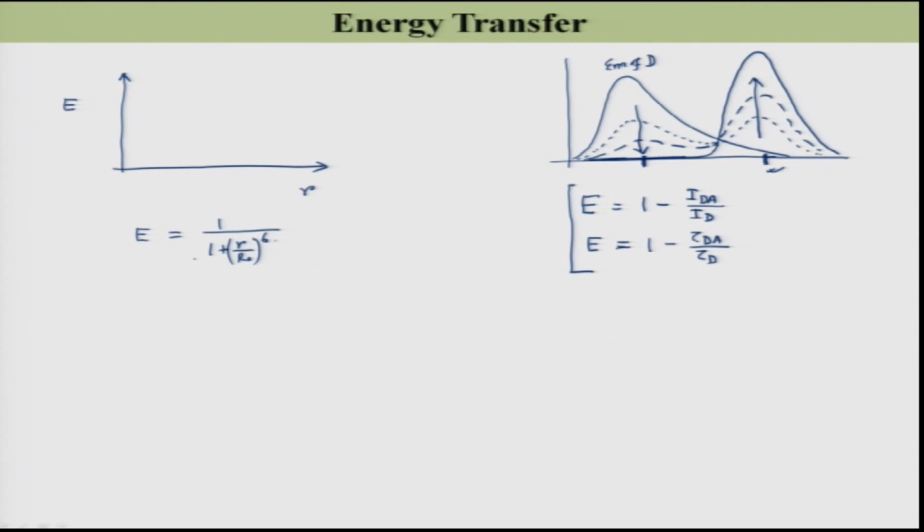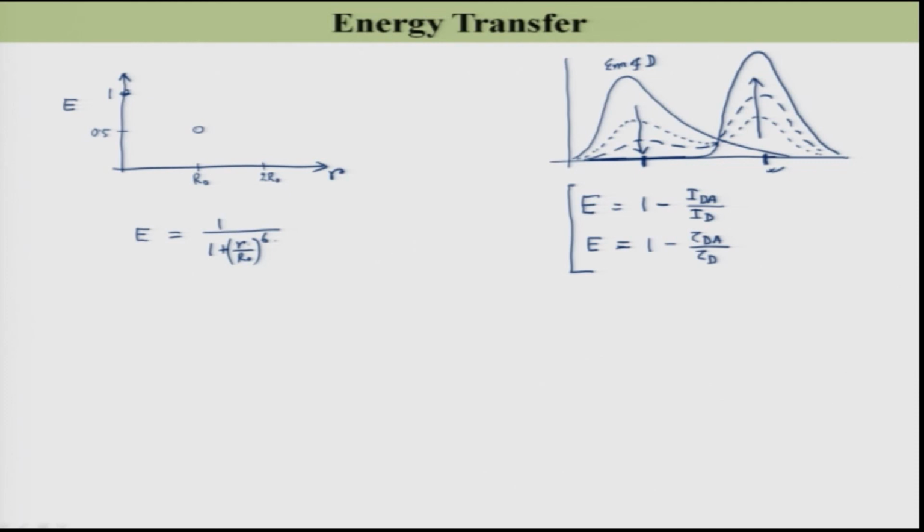So let us take a value when small r equals 0. Here is my r, when small r equals 0, so 1 plus 0 to the power 6, and that is inverse, so this is equal to 1. So this value will be equal to 1. And when r equals R_0, let us take a point over here where r equals R_0, in that case R_0 by R_0, that means 1 divided by 2 equals 0.5. So here I will get 0.5, here is my point.